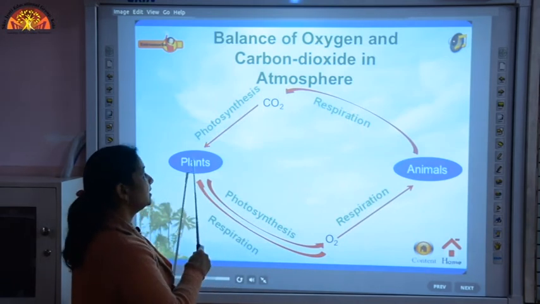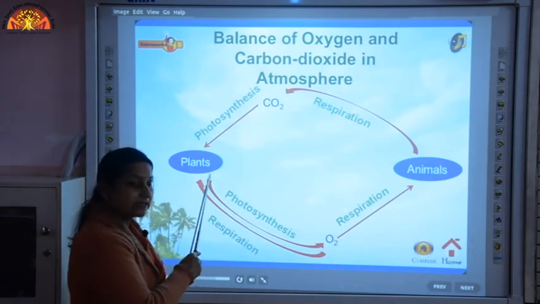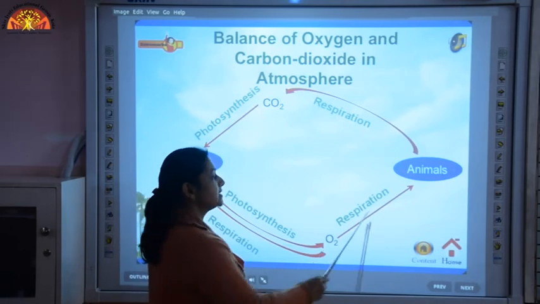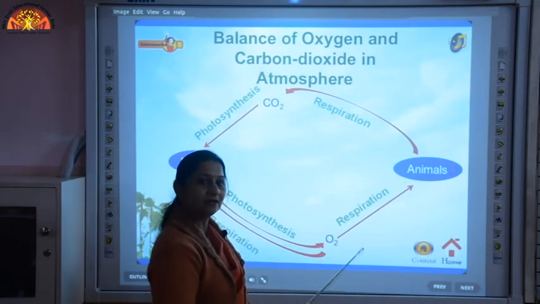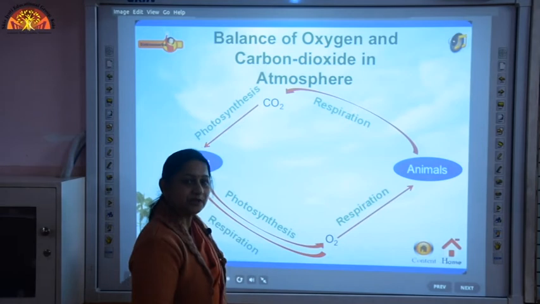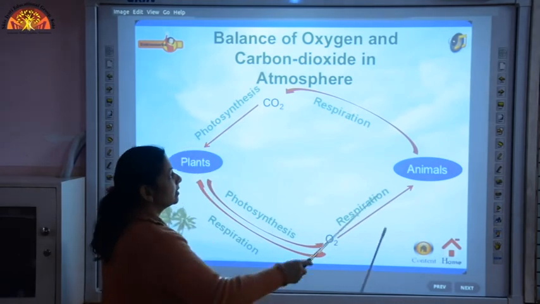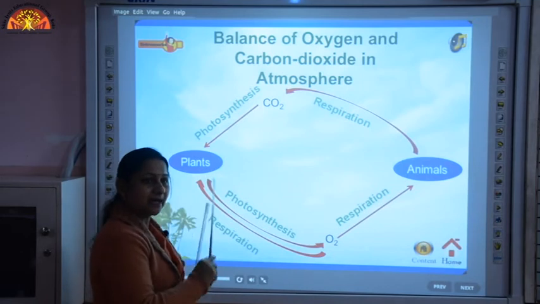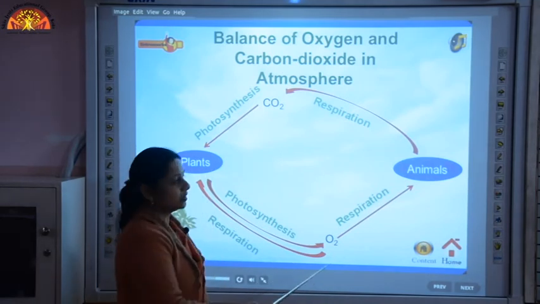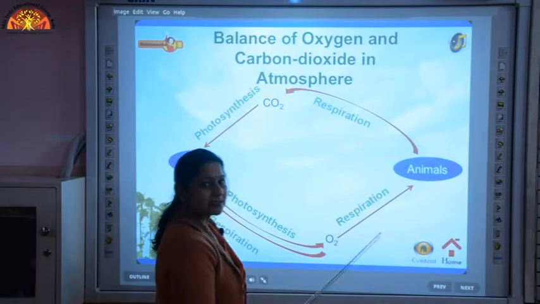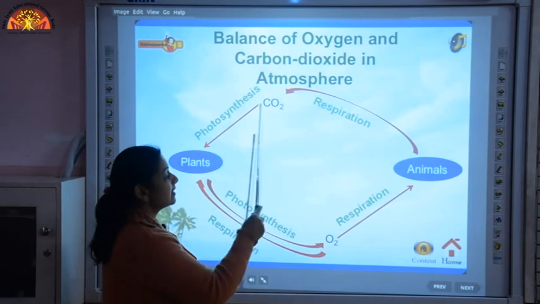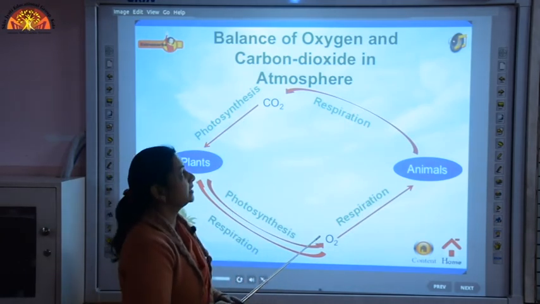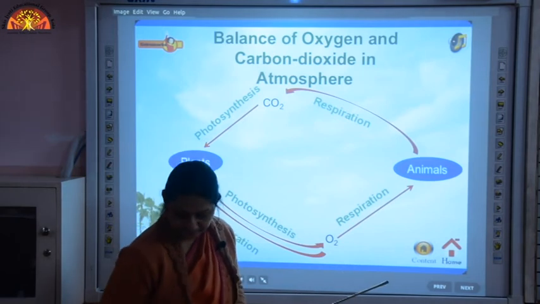These plants take in carbon dioxide, and in turn they give out oxygen, and this oxygen is needed by the animals and human beings for respiration. So in this way, the animals give out carbon dioxide which is taken up by the plants, and plants give out oxygen which is taken up by the animals. In this way, there is a balance of oxygen and carbon dioxide in the atmosphere.